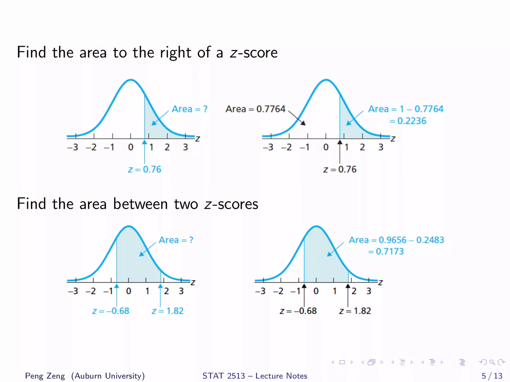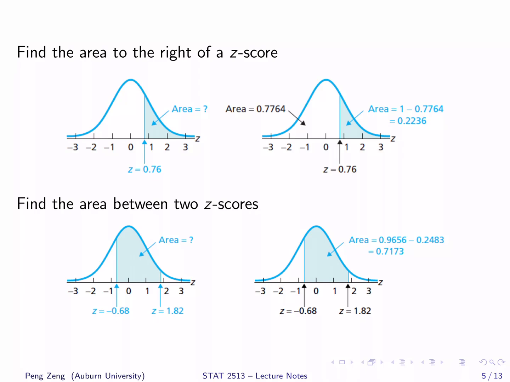We decompose 0.76 as 0.7 and 0.06. The first part has values up to the first decimal place, and the second part only contains the second decimal place. Use 0.7 to locate the row and use 0.06 to locate the column. The probability on the table is 0.7764. One subtracts this probability from 1, which yields 0.2236. Then the probability larger than 0.76 is 0.2236.